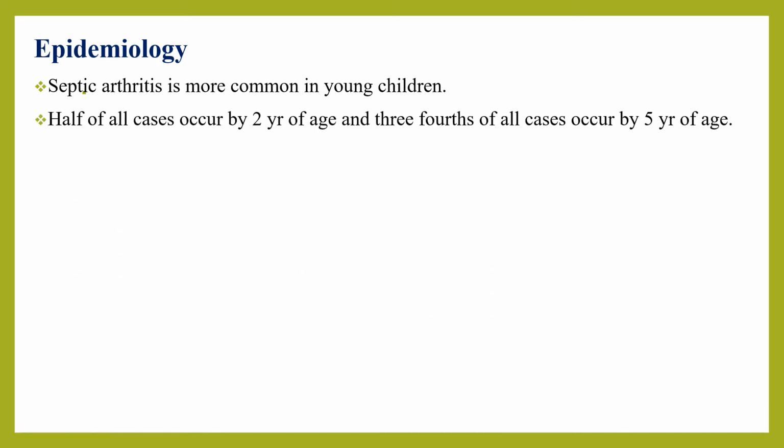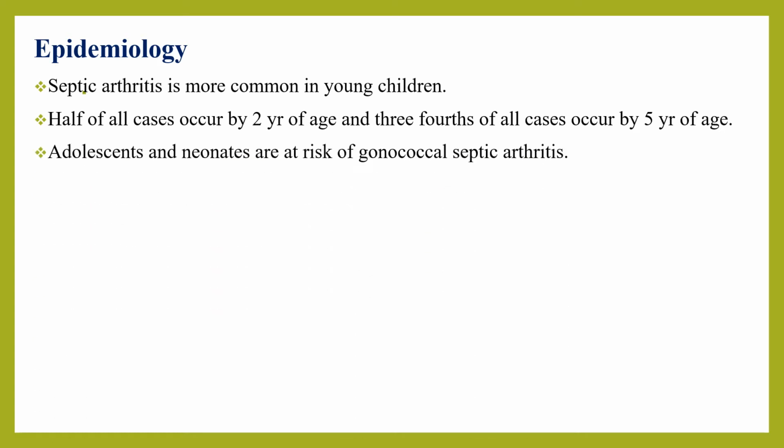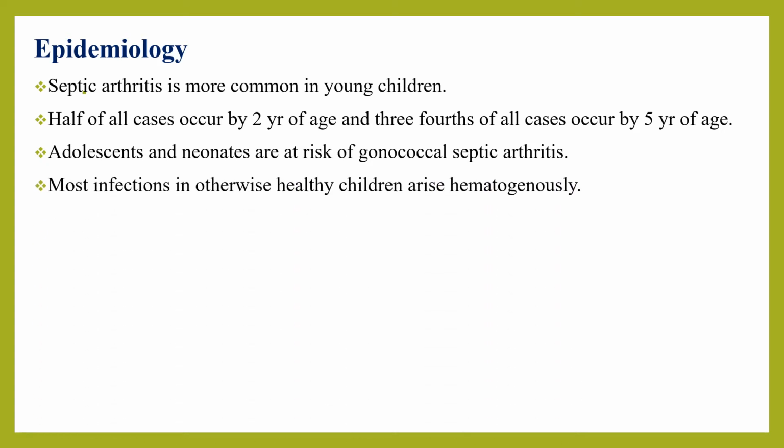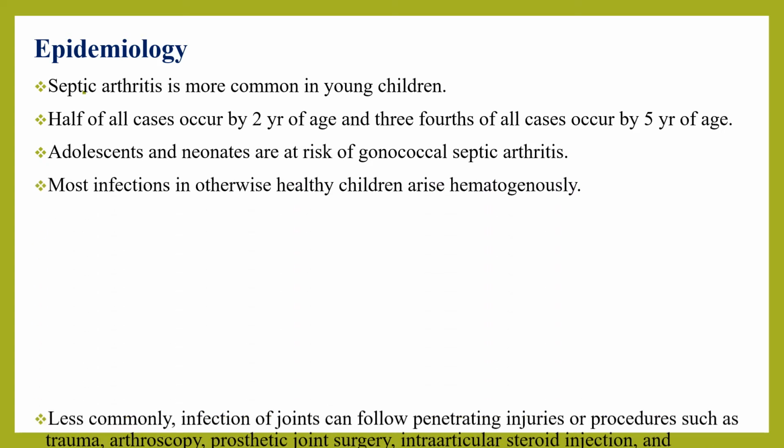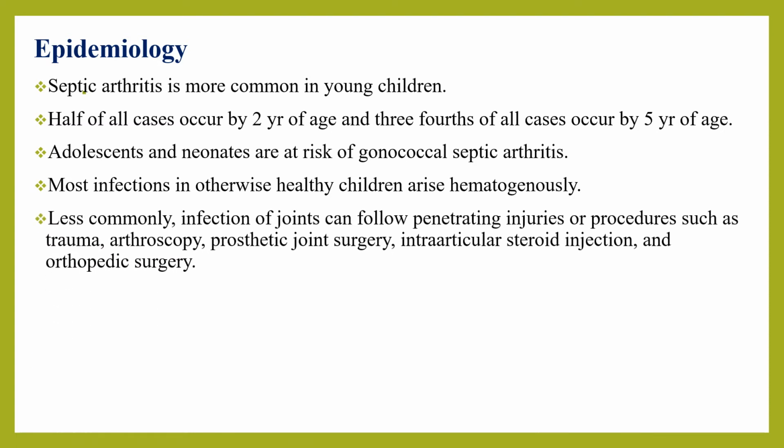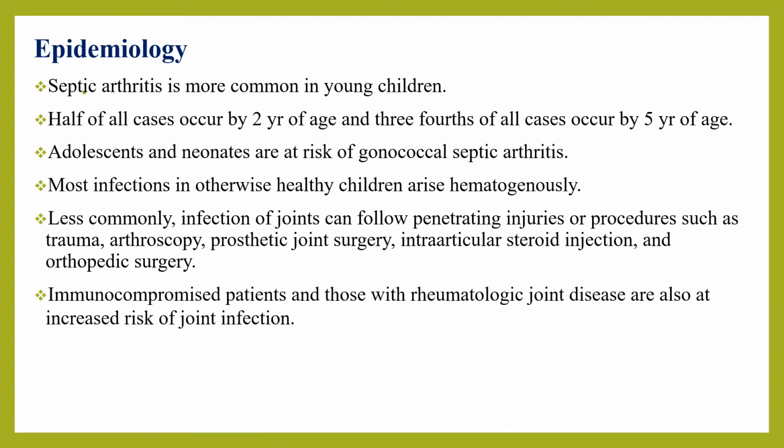When we look at the epidemiology, septic arthritis is more common in young children. Half of all cases occur by 2 years of age and three-quarters of all cases occur by 5 years of age. Adolescents and neonates are at risk of gonococcal septic arthritis, and most infections in otherwise healthy children arise hematogenously. Less commonly, infections of joints can follow penetrating injuries or procedures such as trauma, arthroscopy, prosthetic joint surgery, intra-articular steroid injection, and orthopedic surgeries. Immunocompromised patients and those with rheumatologic joint disease are also at risk of joint infection.